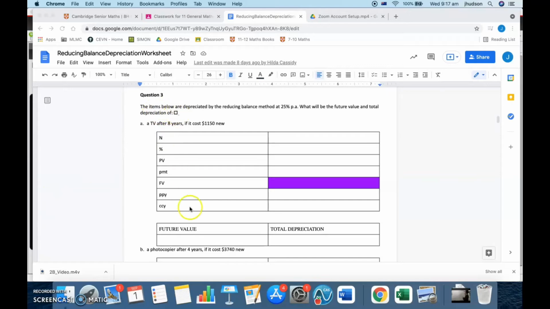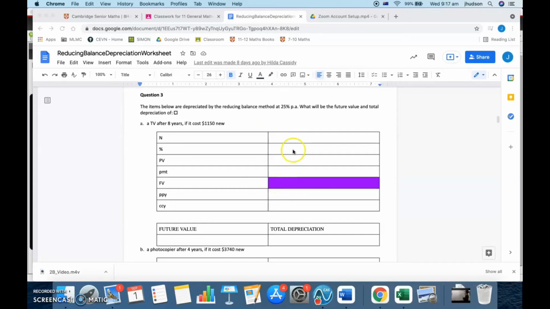Okay, we're just looking at the first one though, so a TV. The items below are depreciated by the reducing balance method at 25% per annum. What will be the future value and total depreciation of this TV after 8 years if it costs $1,100 new? We just need to enter all this information into our financial solver to work out what the future value is, because that's what we're being asked about.